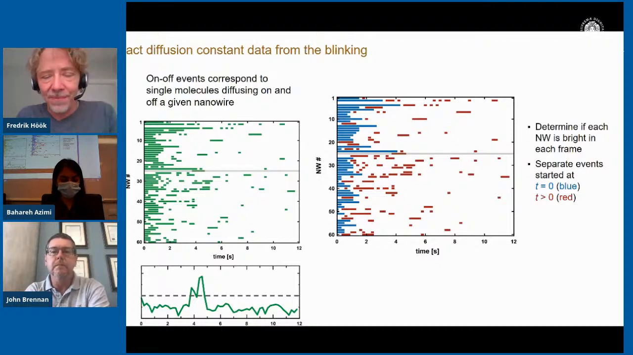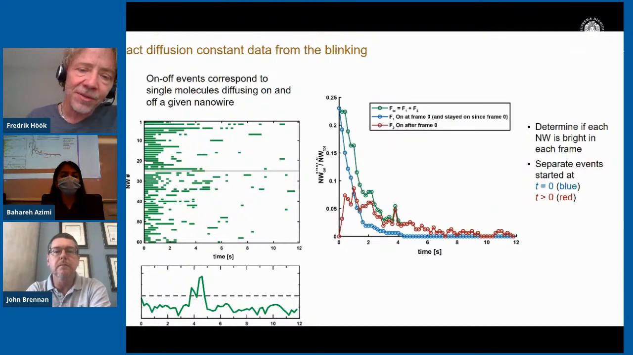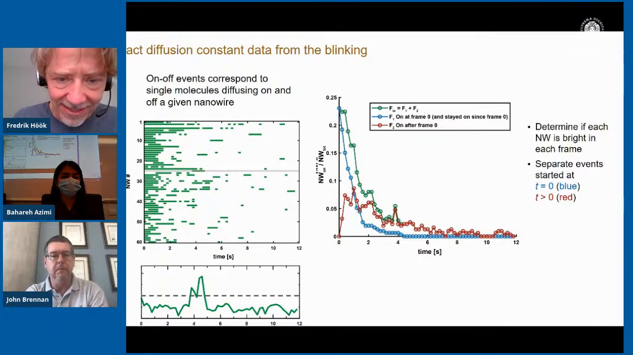And by analyzing the blinking events as a function of time and excluding those wires that were lit from the beginning, with those that lit up after first injection of cholera-toxin, we could, from the blinking pattern, actually deduce the diffusion constant of the molecules moving in and out. We had, though, to take the bleaching into consideration.